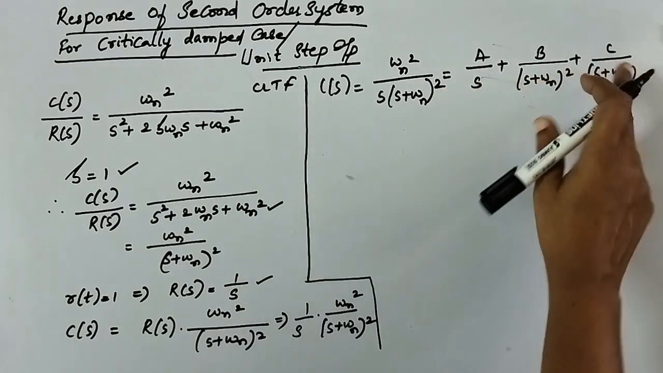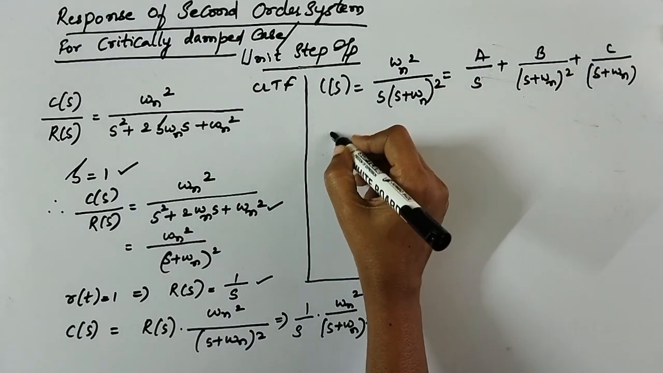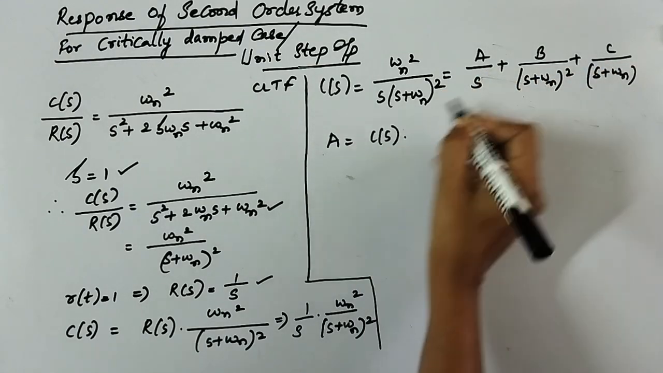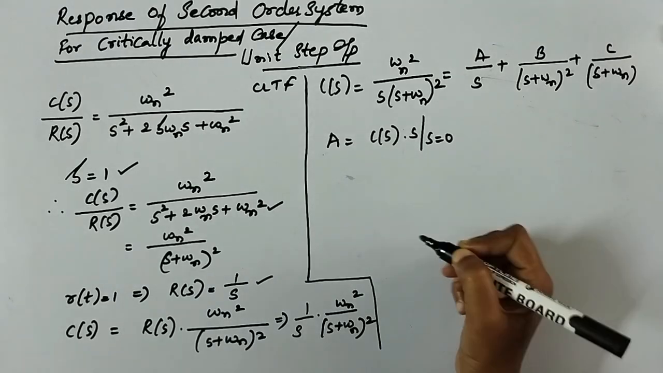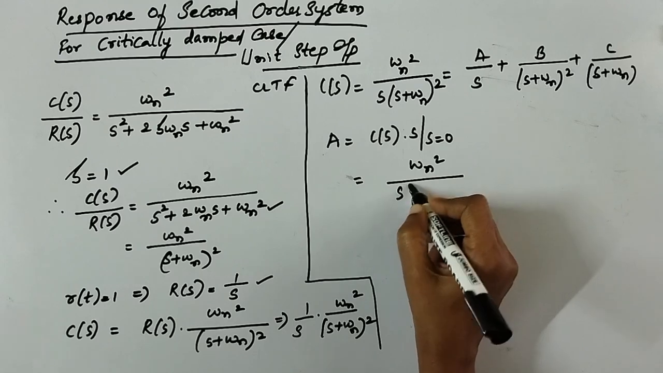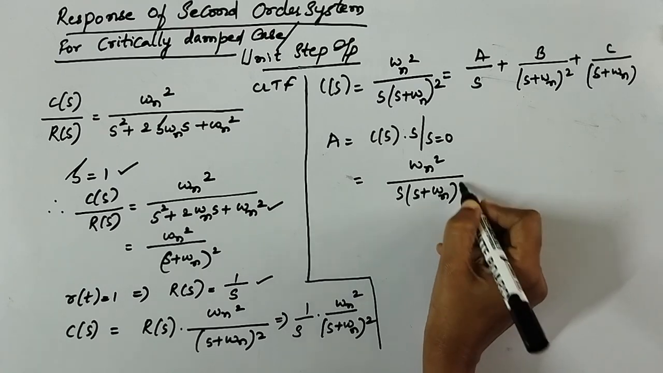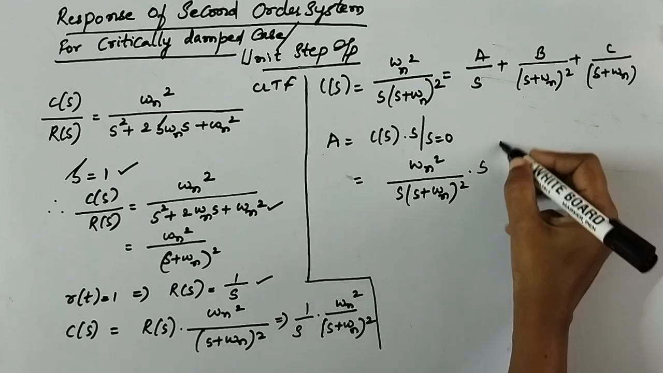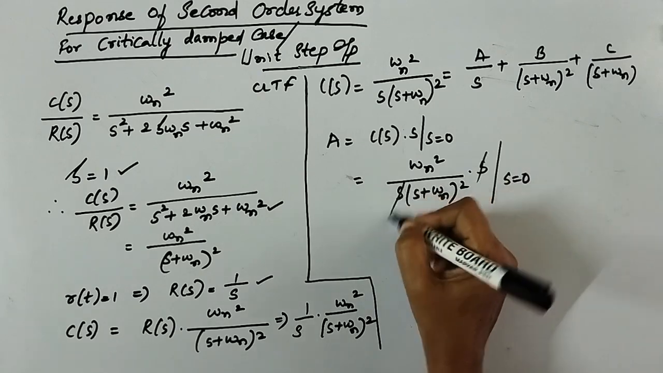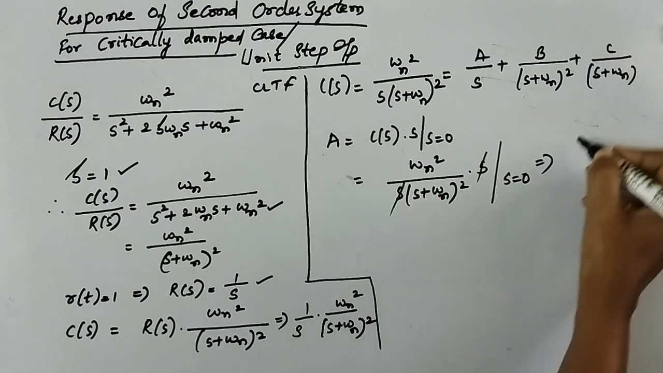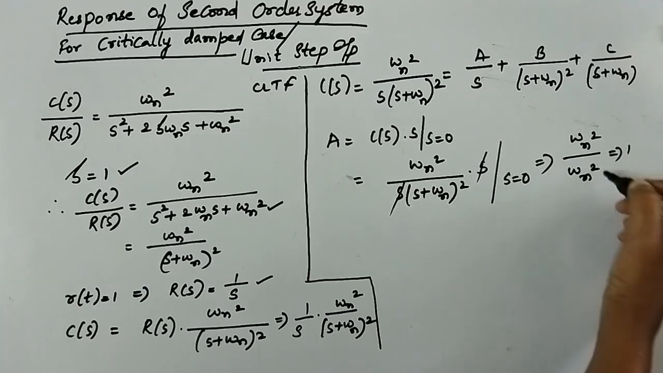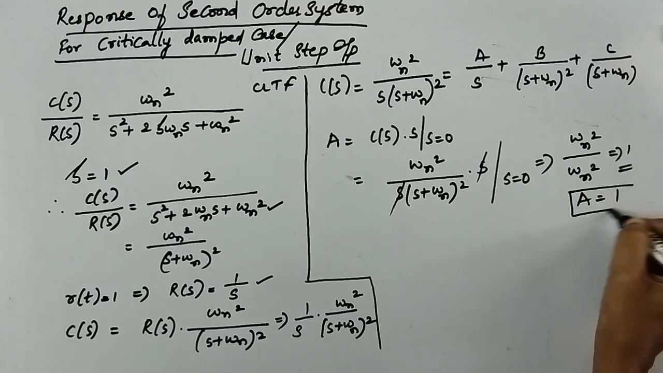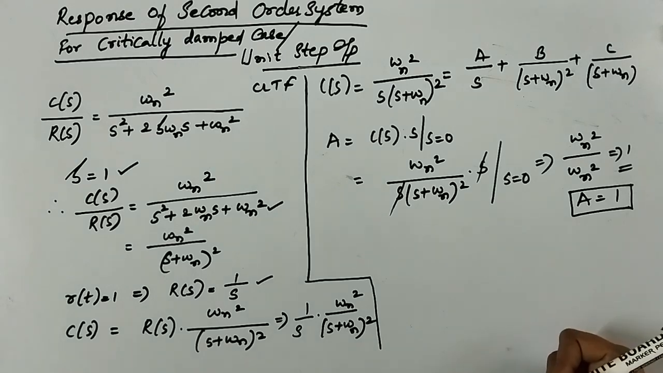Now, we are supposed to find out the coefficients. For coefficient A, C(s) multiplied by s for s equal to 0. Omega n square / (s (s + omega n) whole square) into s for s equal to 0. s is 0. So you are left with omega n square by omega n square, that's equal to 1. So the coefficient value of A is 1.